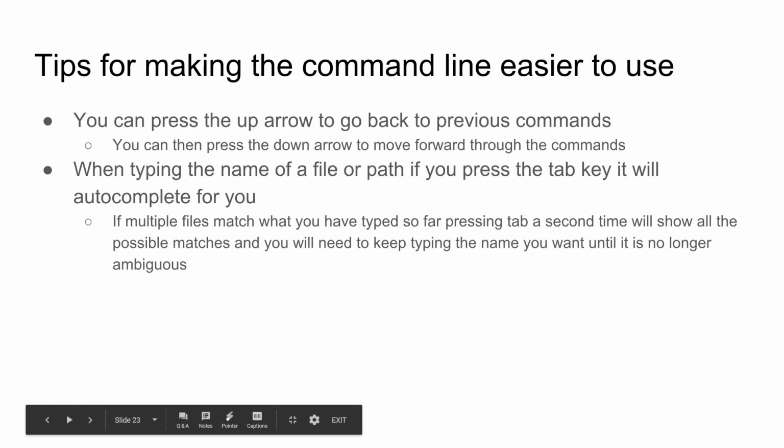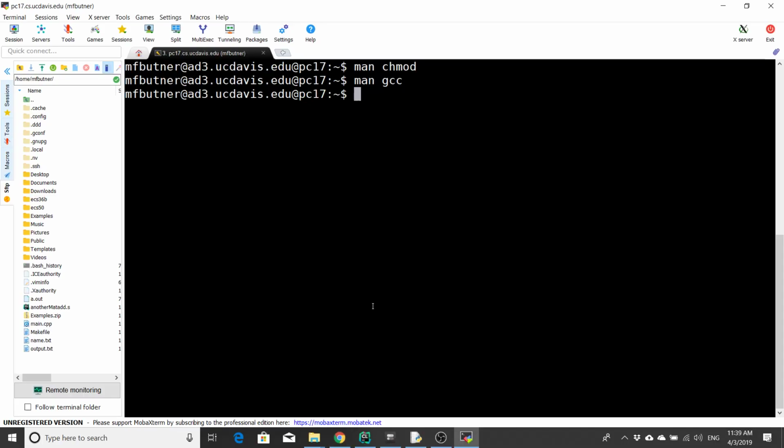Again, pressing the tab key will also help autocomplete the names of the files or those paths for you, so you don't have to type out the entire thing. It makes you look like you're a really skilled typist. Again, if there's some ambiguity, where it can't distinguish between the two, it'll list both of those files, and then you'll have to keep typing to be able to get the one that you want.